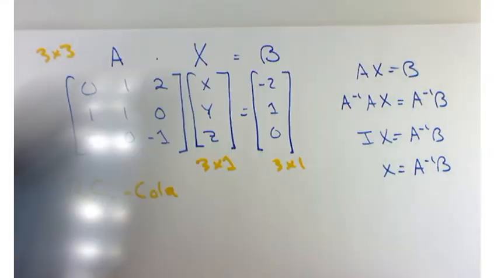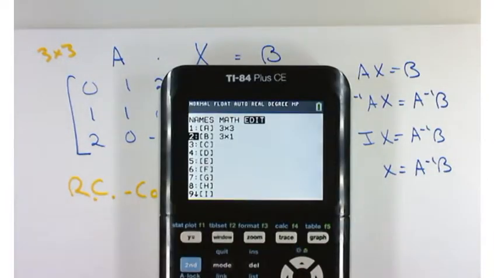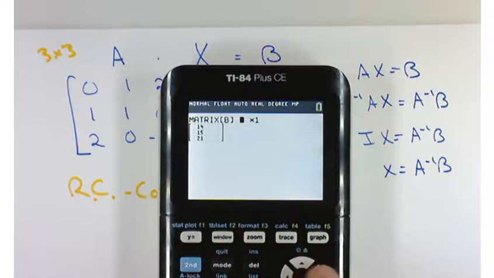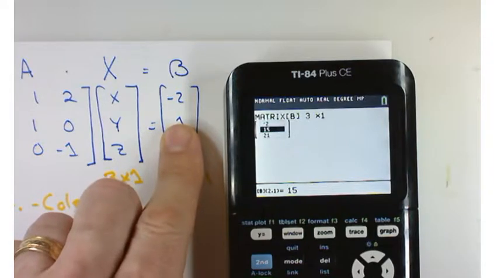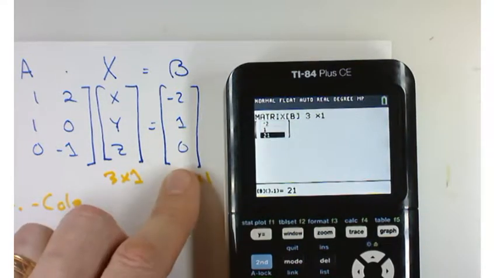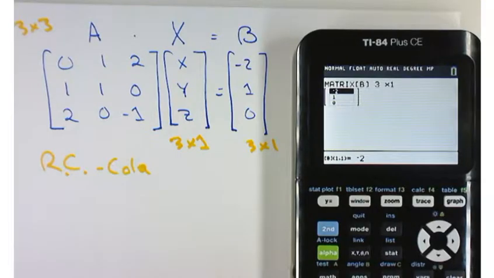Now, what's the size of matrix B here? 3 by 1. 3 rows, 1 column. So make sure you enter a 3 by 1. And then let's type in matrix B, which is -2, 1, and 0. Now what's going to happen is you're going to get really, really fast at entering all this stuff. And once we get through the first example or two, this stuff's really going to click.